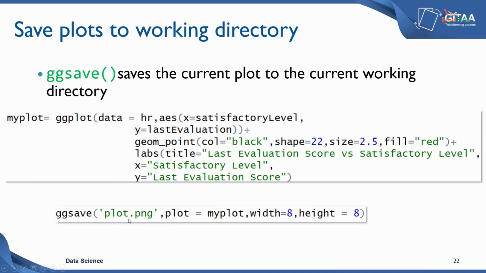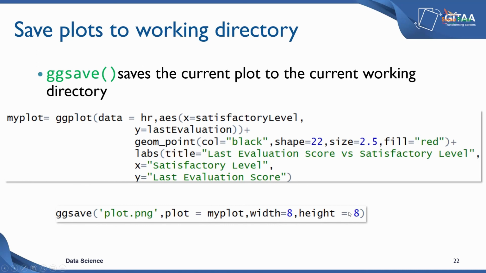Now the first input that you need to give is the name of the plot followed by the extension, and I am saving it as plot.png. You can check out the other extensions that this function offers as well. The next parameter is plot. Now we need to know which plot we are going to save. So under plot I am just going to mention the plot that I want to save. I have called it my plot.